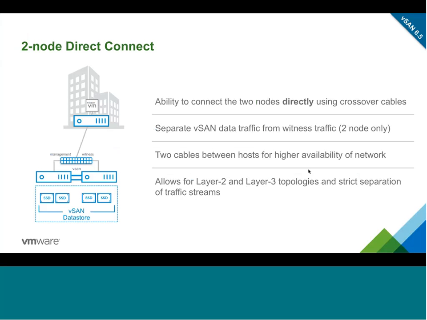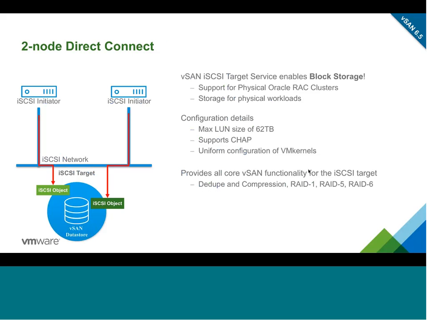Next, VSAN 6.5, we can have a 2-node cluster. We had that earlier as well with a separate witness. But instead of connecting it over the network, I can directly connect these 2 nodes using a crossover cable, and I can have a VSAN cluster, right? That is the capability that we have introduced in 6.5.